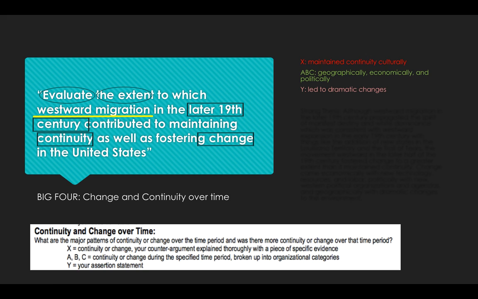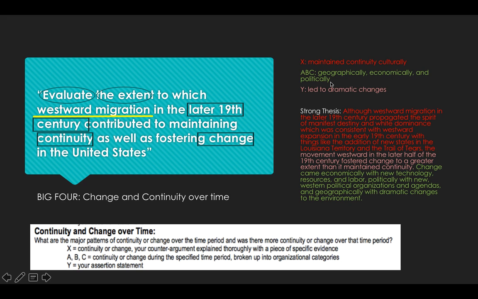So, X is maintaining. I'm going to argue that X is the counter argument, so that some people may say that westward migration maintained continuity culturally. The culture was very similar. But my argument is going to be that westward migration really led to so many dramatic changes overall. And I'm going to focus specifically on geography, economics, and politics. So let's take a look at what this looks like.